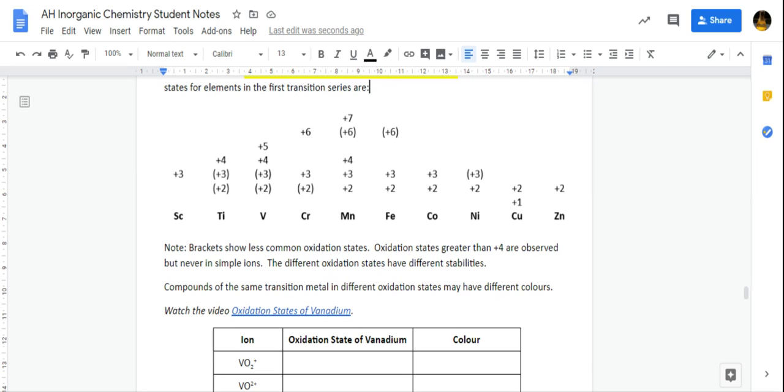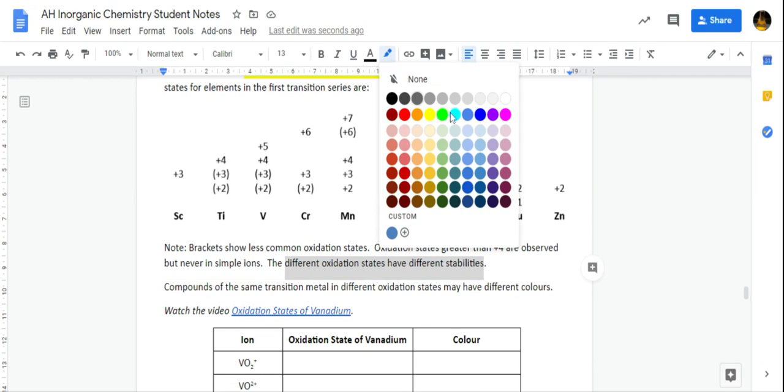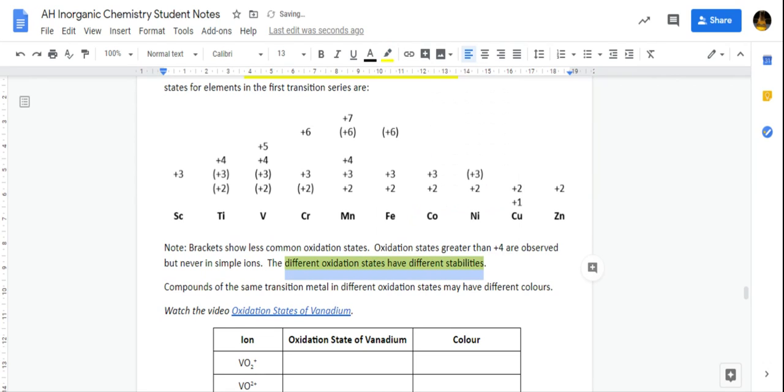So the oxidation states that are higher than +4, you see them, and you'll see the manganese ones quite often, but you never see them in simple ions, so you won't see just a manganese chloride or manganese oxide with that. It will be in the complex ions, things like permanganates. And these different oxidation states have different stabilities. They can also have different colors.